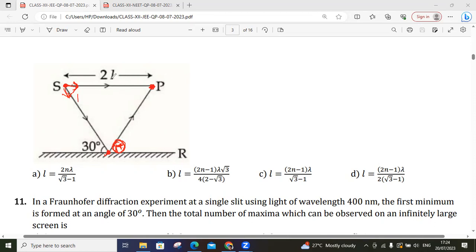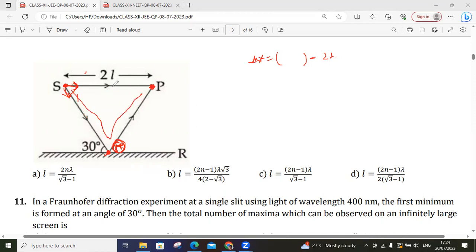So for destructive interference, what should be the path difference? First I will see what the path difference is. This path is 12. So this is okay. But this part is this path, correct? And how much will be this path?